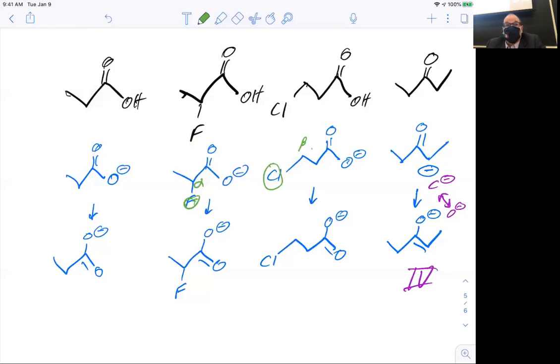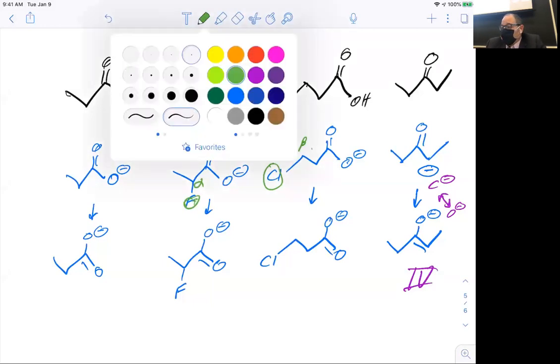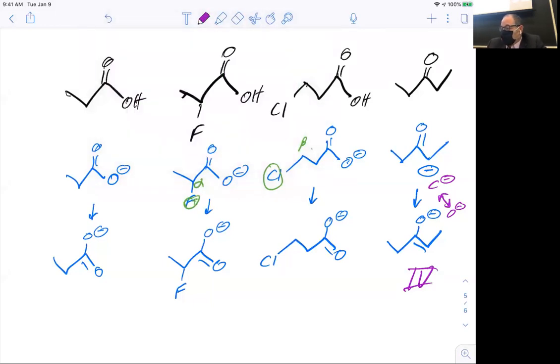And inductive effects decrease significantly over space, right? So when we look at that, that's going to make this the most acidic, because of the inductive effect. This one is going to be next, and then the one without any inductives will be third. Yes.